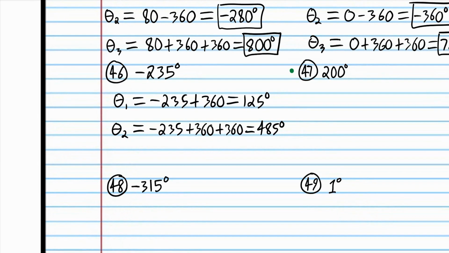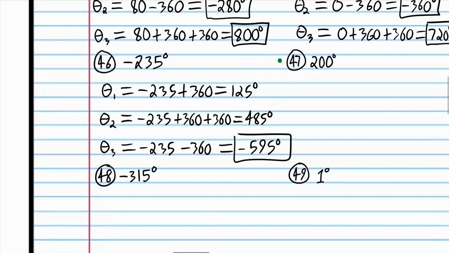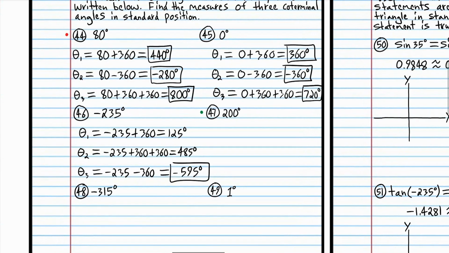And if we take this number, actually let's take negative 235 and subtract 360. You don't really have to write the degree symbols because that would get kind of tedious. So negative 235 minus 360 is equal to negative 595 degrees. So this is just basic arithmetic.